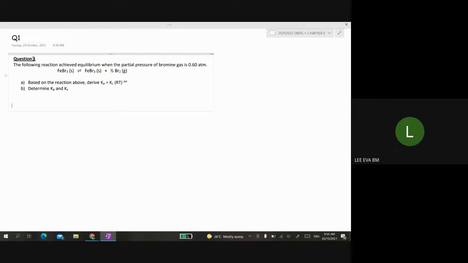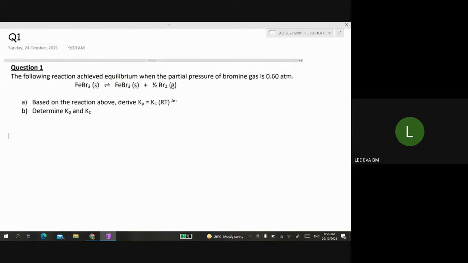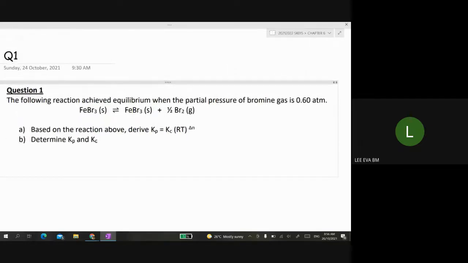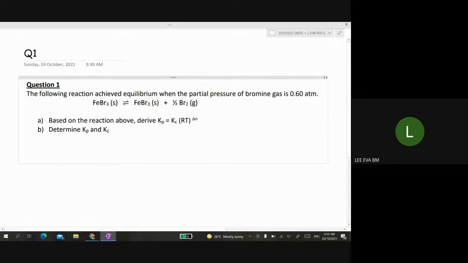Okay, let's try the first question. Then we will take a 5-minute break, and after that we will continue with question 2 and 3 and so on. The following reaction achieves equilibrium when the partial pressure of bromine gas is 0.60 atm. The unit refers to the pressure.